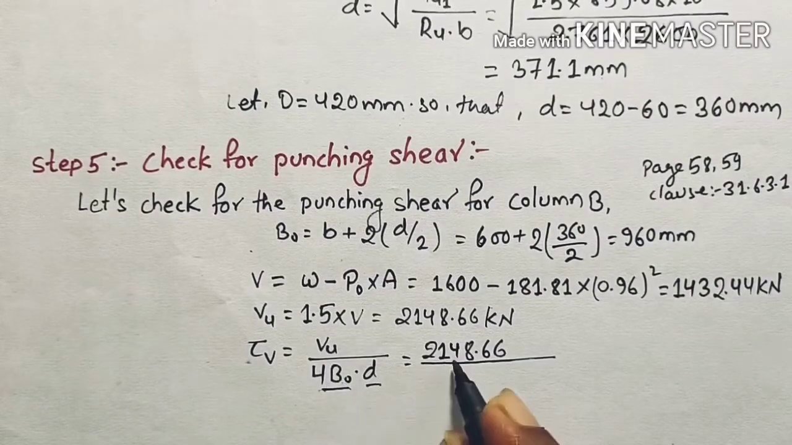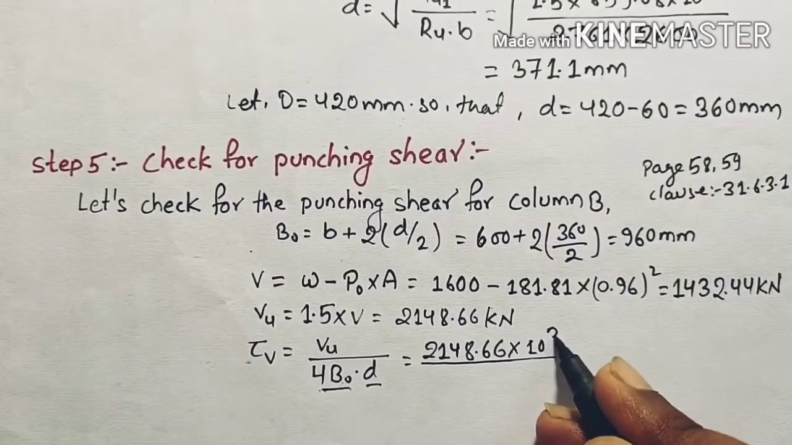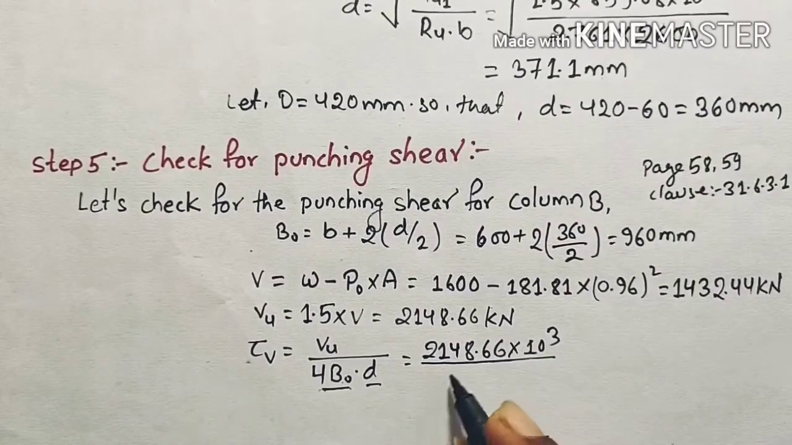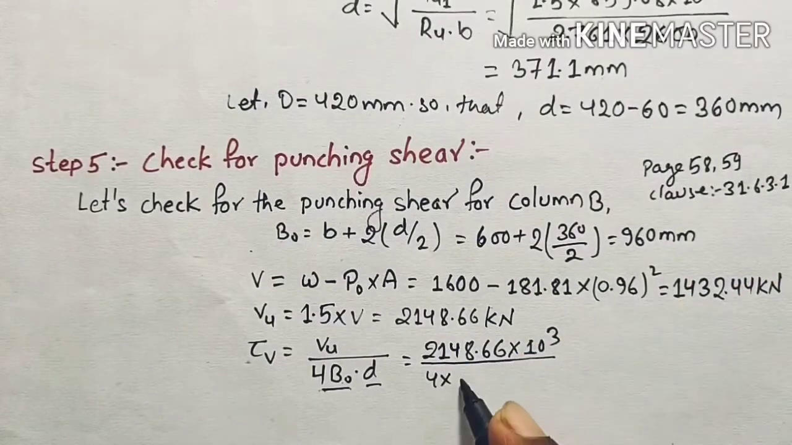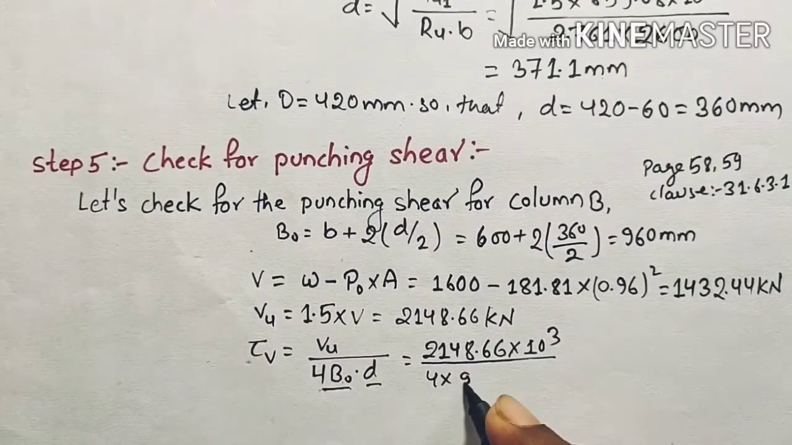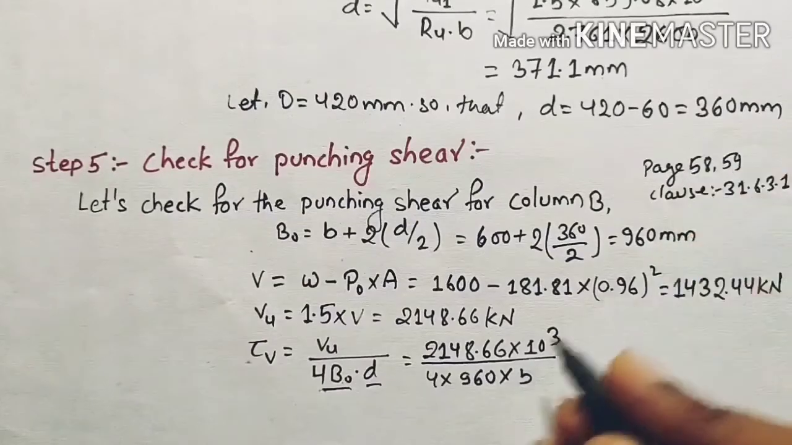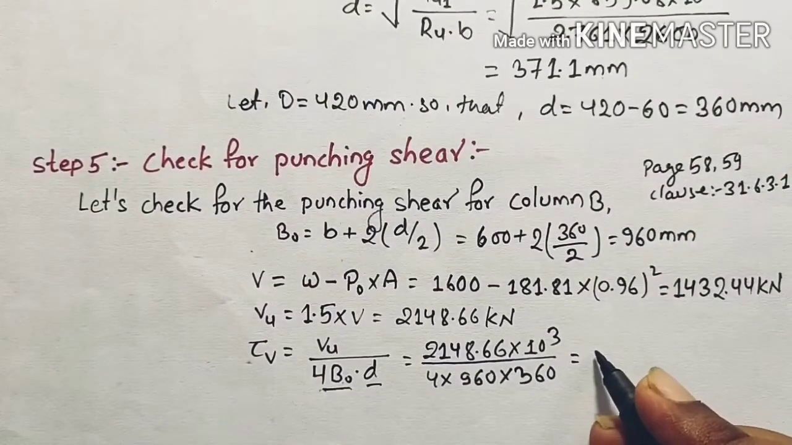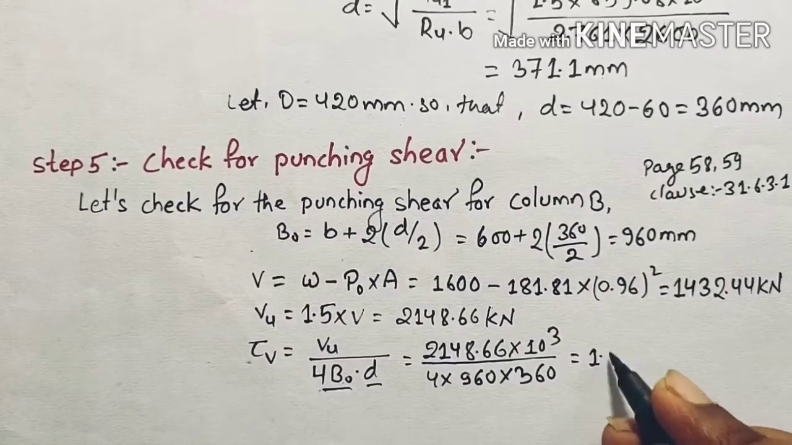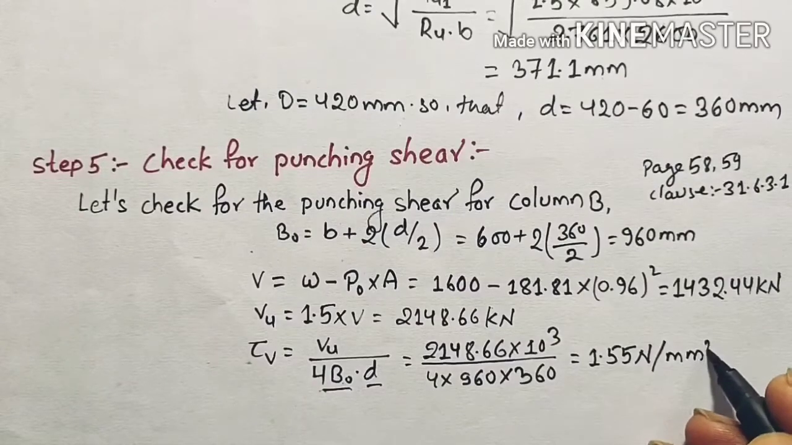So we will have here 2148.66 into 10 to the power 3 divided by 4 into B note. B note is 960, so it will be 960 into d, and the value of d is 360. Write it down here. We have got the value of tau v equals 1.55 Newton per millimeter square.